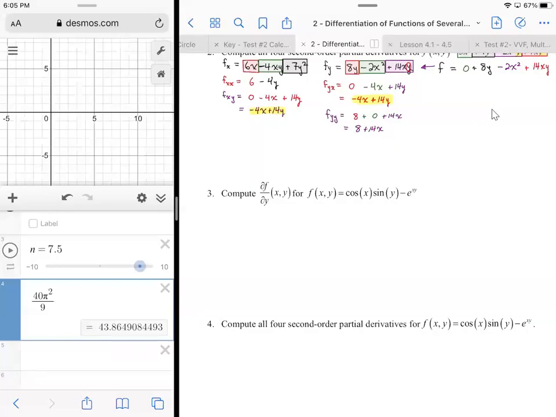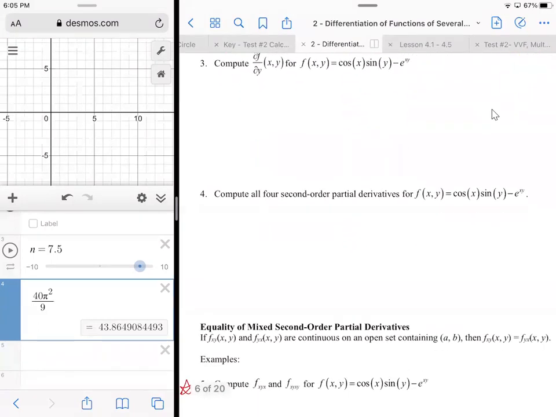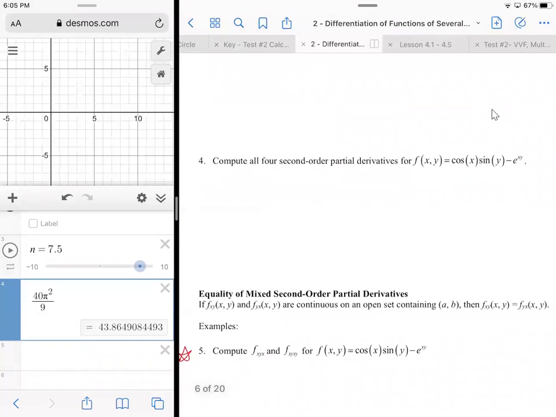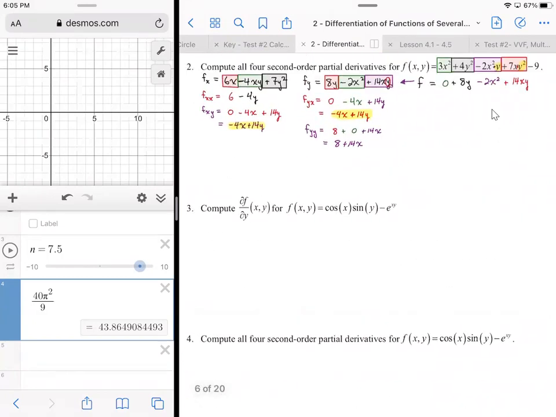We have partial derivative with respect to y is what we're looking for. But then you can see in number 4, it's going to ask us for all second order partial derivatives. So it's kind of like, well, why not just do both anyway?